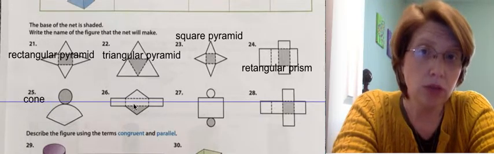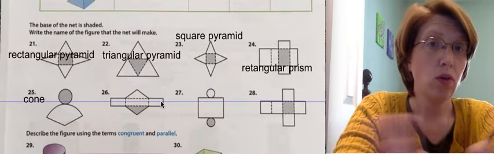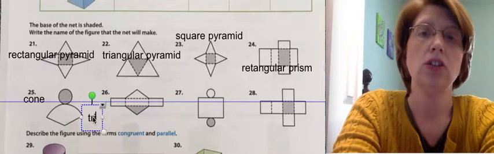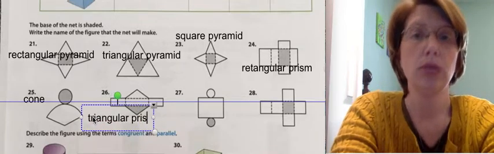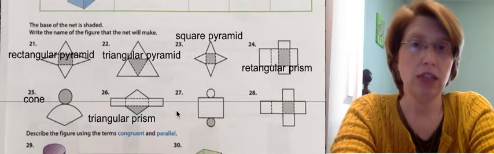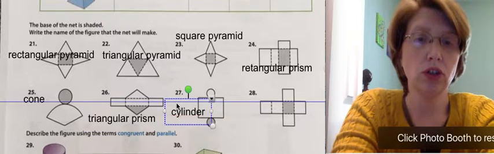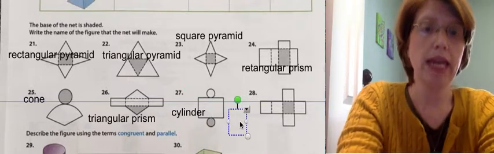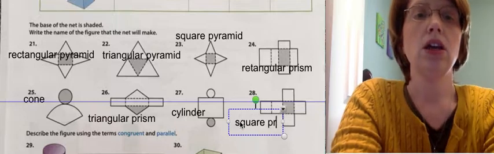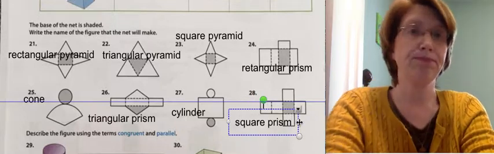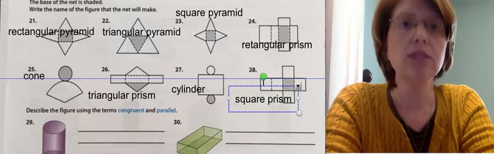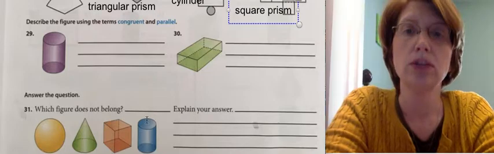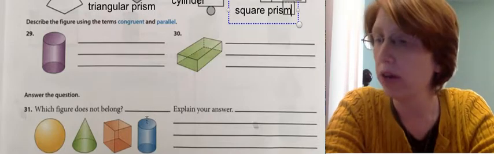This one does not come to a point because see how it's got the rectangles out to the side? But it does have a triangle as its base. So it is a triangular prism. This is another circular one, so it's our cylinder. And this one has squares and a square base, but it does not come to a point. So it is a square prism. Okay, see the difference?